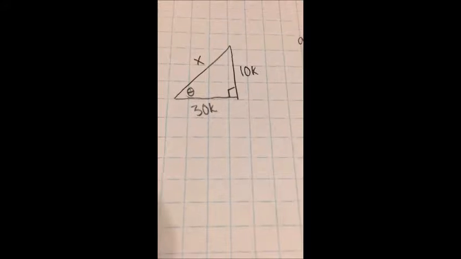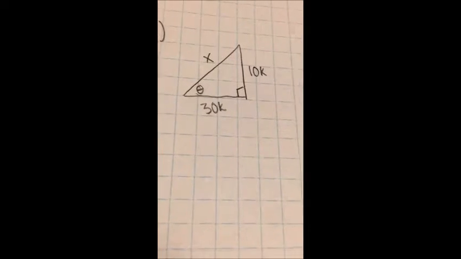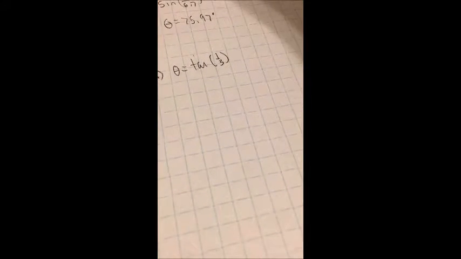Tangent of 1 over 3. And that's just because these both reduce by 10,000. So if you just divide both of these by 10,000, you would get 1 and 3 and it would be the same. It just saves us a lot of time writing out the zeros. And when you plug that into the calculator for the approximation, you would get theta is equal to 18.43 degrees.